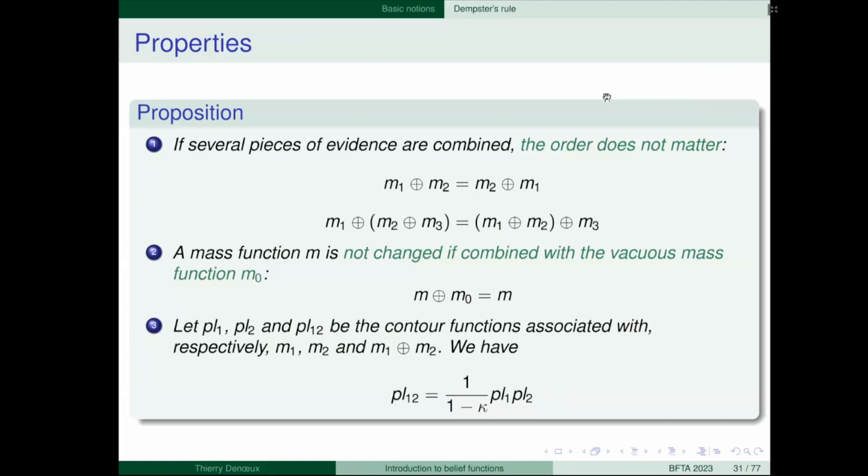If all you want to know at the end is the plausibility of each single element, you don't need to combine the mass functions. You can just multiply the contour functions. And if you're not interested in the precise value of the probabilities, but only want to know which element of omega has the largest plausibility, the maximum plausibility hypothesis, then you don't even need to compute the degree of conflict. In that case it becomes very, very fast. And this is what we will do in some applications I will tell you about later today and also tomorrow.